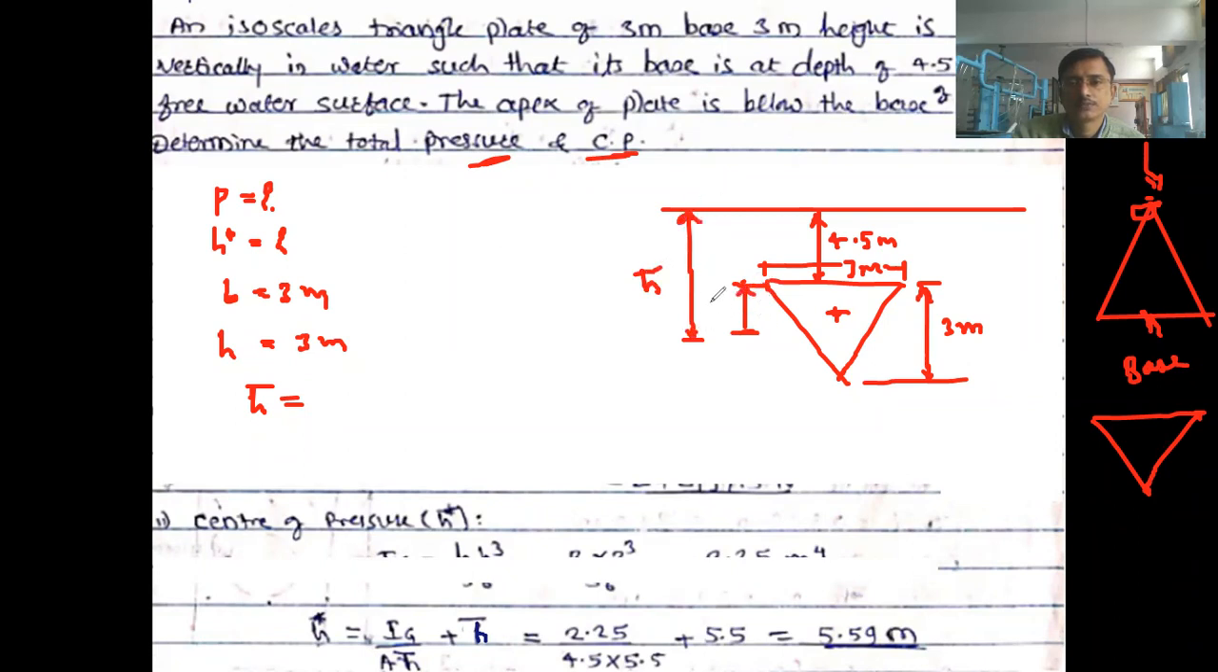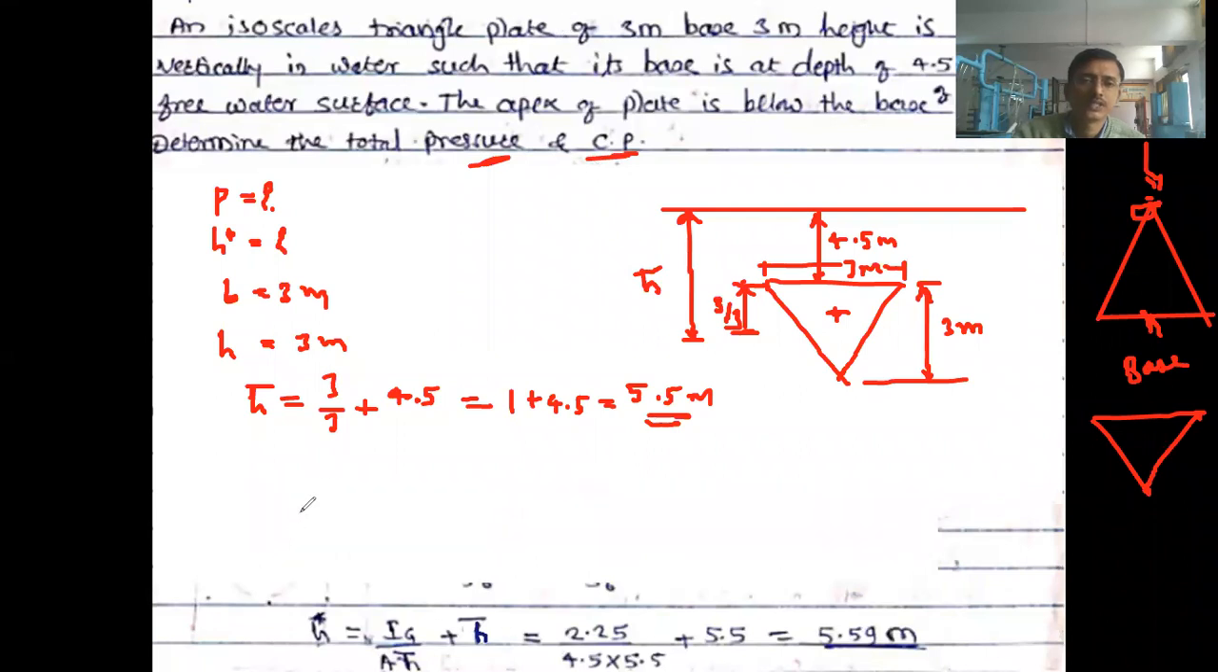This is 3/3 plus 4.5. It will be equal to 1 plus 4.5 is equal to 5.5 meter. Everyone has got this point?